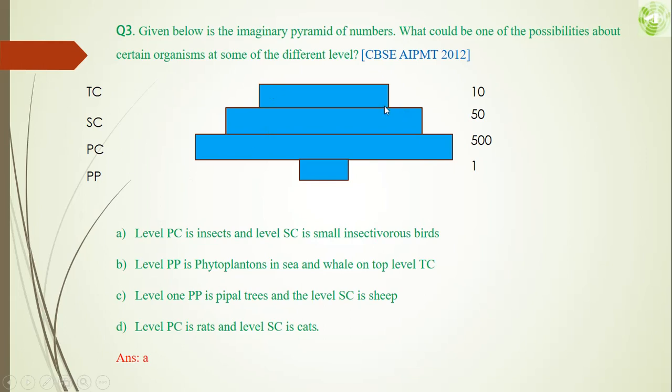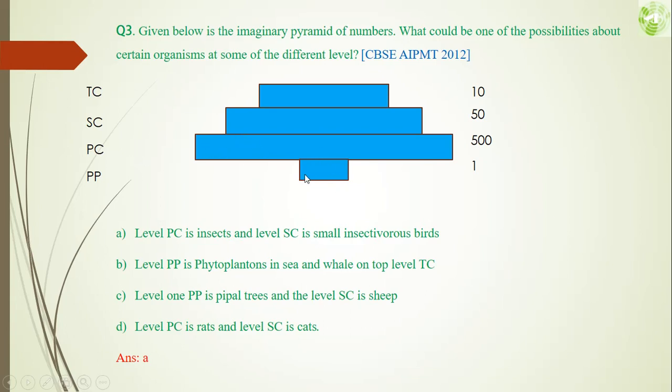imagine from the diagram that it is a spindle kind of pyramid, so the producer must be the tree, upon which the insects must grow. On these insects the insectivorous birds feed and survive, and this way it shows a spindle kind of pyramid of a forest ecosystem. So option A seems to be the correct answer, because level PC is insect. The primary consumer is the insect which feeds upon the tree.